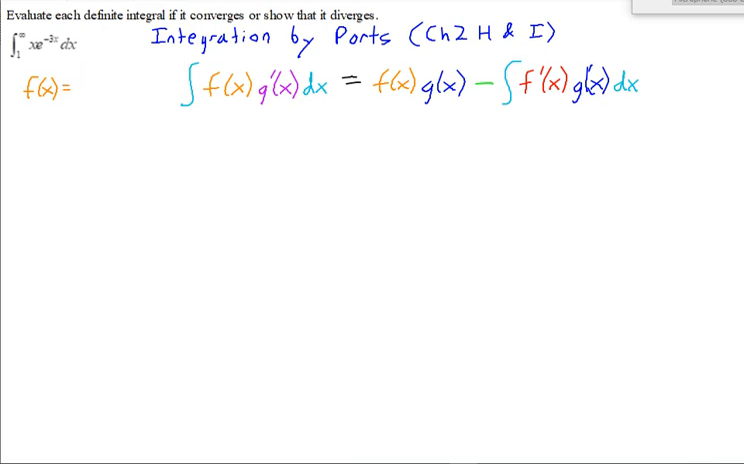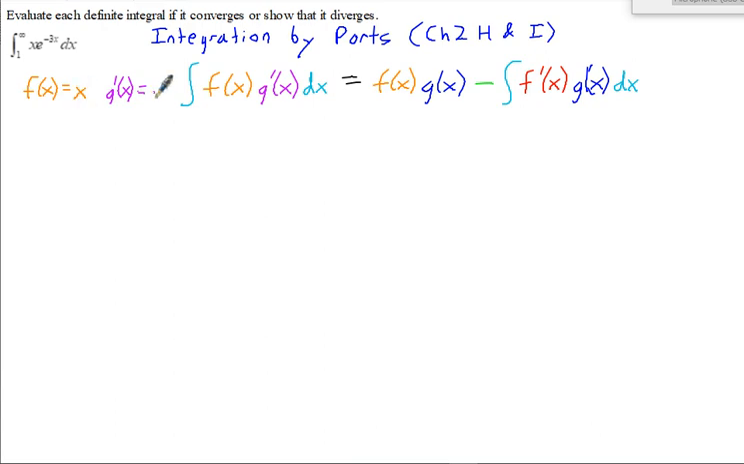And there's no hard and fast rule on which one to set equal to which, just some general guidelines. For f of x, you want to be able to take the derivative, or it simplifies more by taking the derivative. For g prime of x, you want to be able to integrate easily, or at least it doesn't get much more complicated by integrating. So in this case, you can integrate and find the derivative of both of them, but the one that simplifies better by finding the derivative is x.